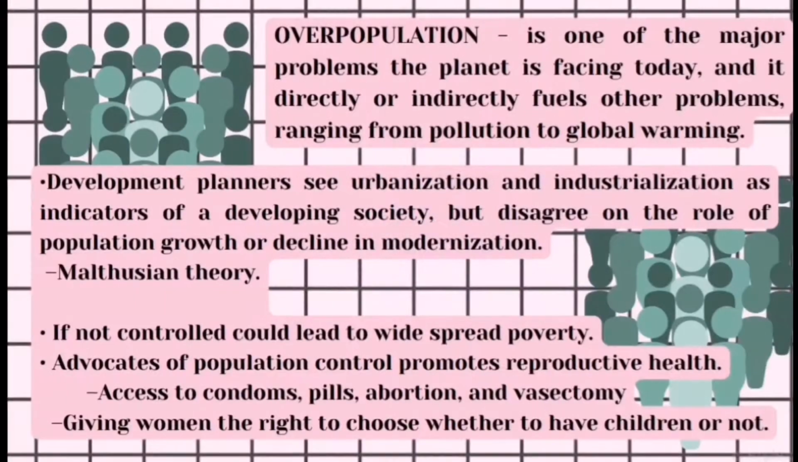So first, what is overpopulation? Overpopulation is one of the major problems the planet is facing today, and it directly or indirectly fuels other problems ranging from pollution to global warming.